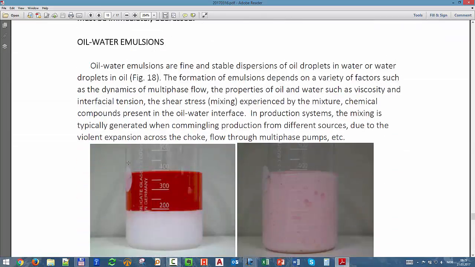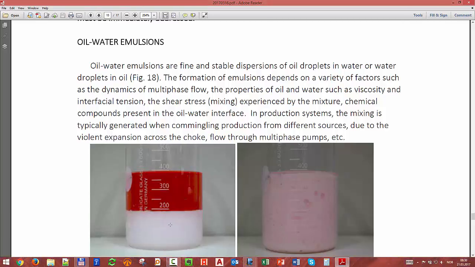Then we came to emulsion, which I have to go through a bit quickly. Emulsions are basically very fine and also very stable. The main characteristic of an emulsion is that it will remain stable for long transportation distances, or for long periods of time.